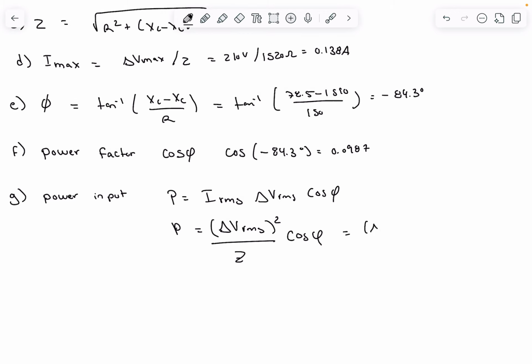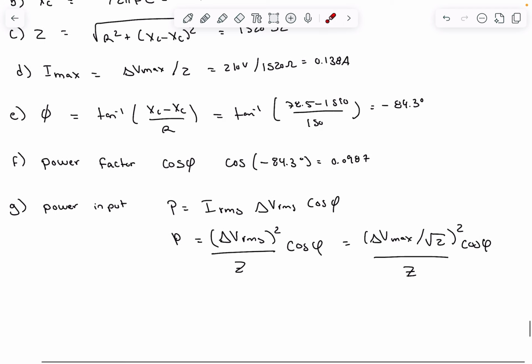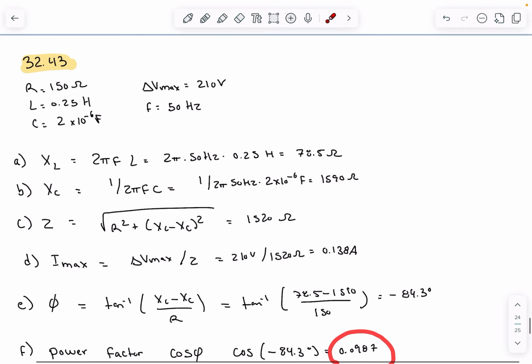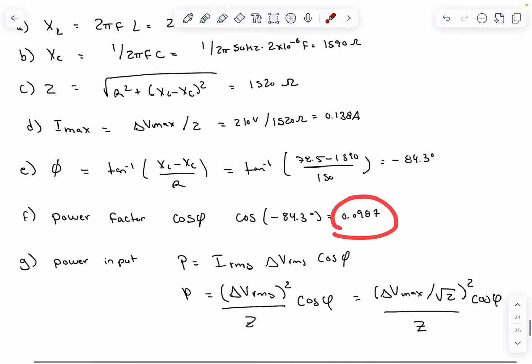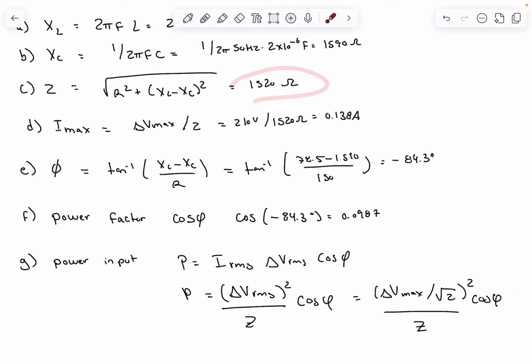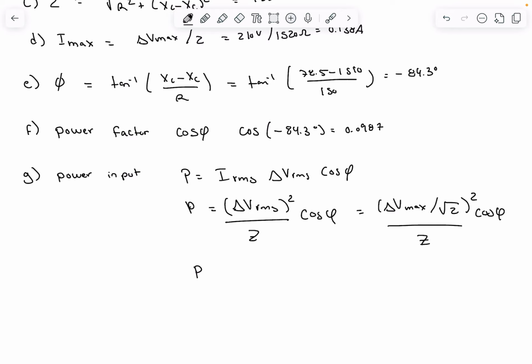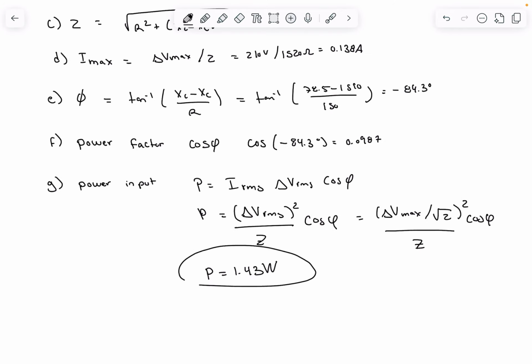So delta V max, and we know what delta V max is, divided by square root of 2, squared, that divided by Z times cosine of phi. We know what phi is. Well, we know what cosine of phi is. It's here. We know what delta V max is. It's here. And then we also know what Z is. Plug everything in, and you should get P is equal to 1.43 watts. And that is it.